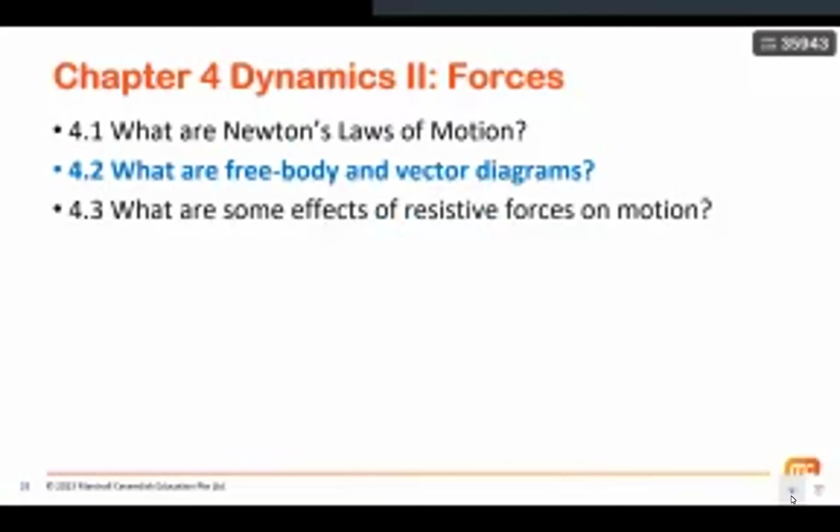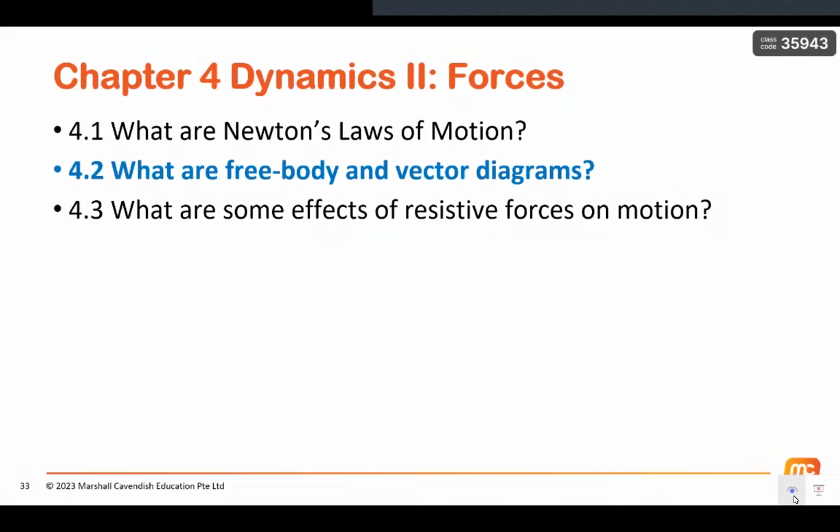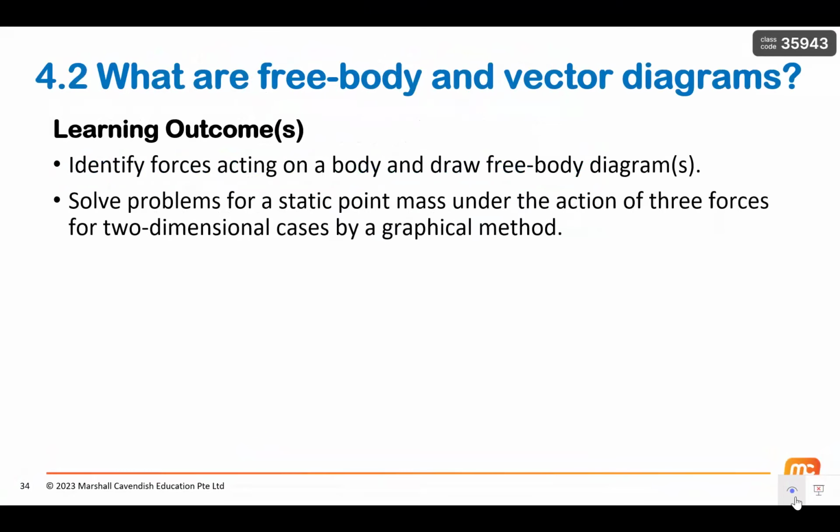Okay, so this is dynamics part 2. We have covered Newton's three laws of motion in the previous chapter, or previous session. Today we will be covering free body diagrams and vector diagrams in this section. Okay, so these are the learning outcomes.